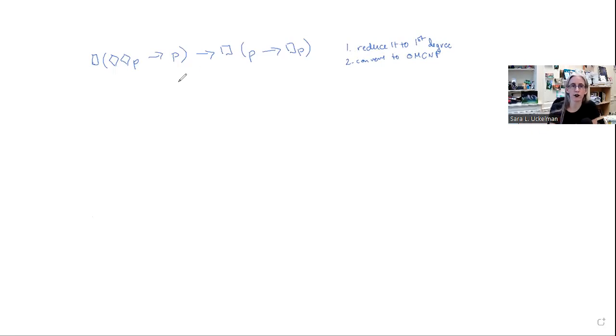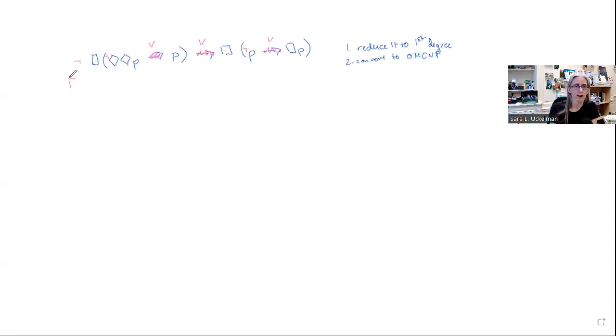So first thing to note is that the first step isn't redundant. We do need to reduce it to first degree because it's got embedded modalities and it's got iterated modalities. So we know that it's not first degree, and we can bring it down. So first thing that we're going to do is to get rid of all of the arrows. So we'll convert all of the implications into disjunctions. So that will be adding a negation there, changing that implication to a disjunction, adding a negation here, changing that one to a disjunction, and then changing that one to a disjunction, adding a negation.